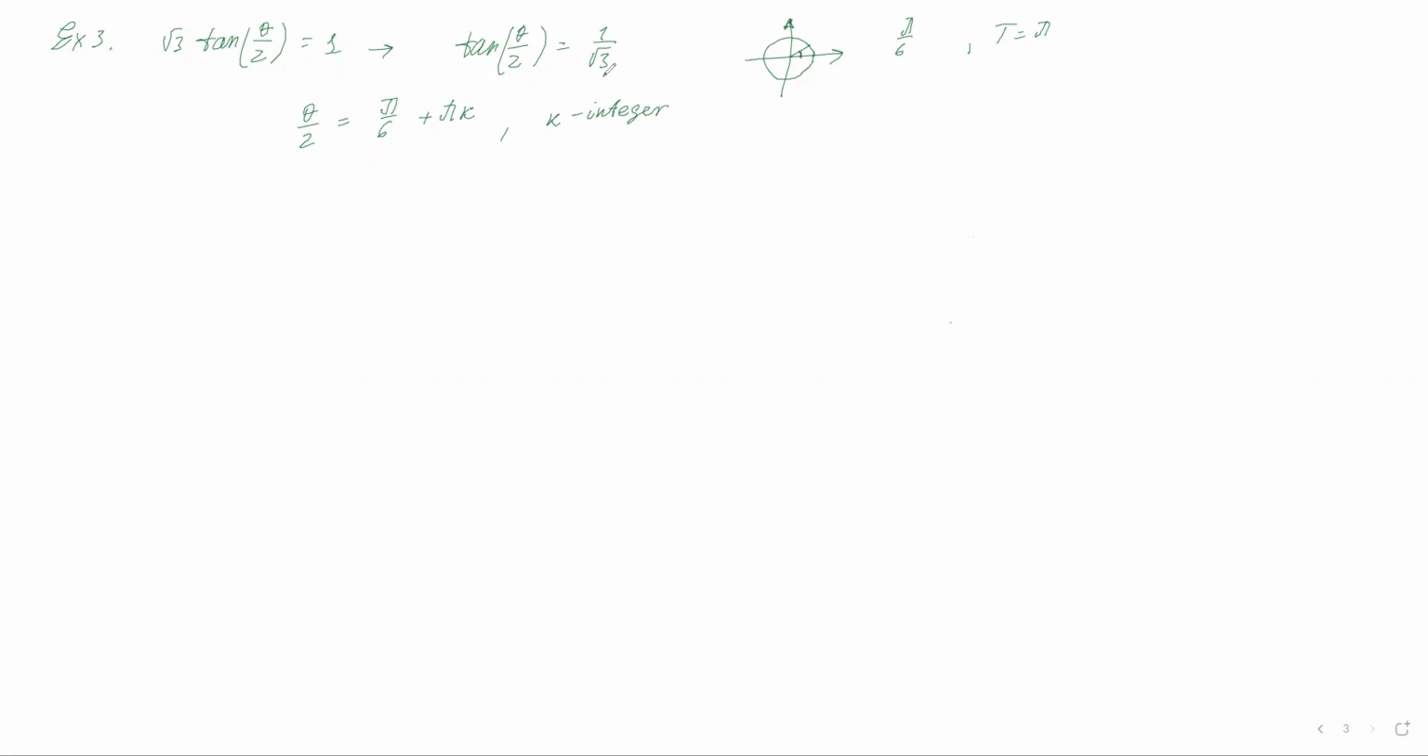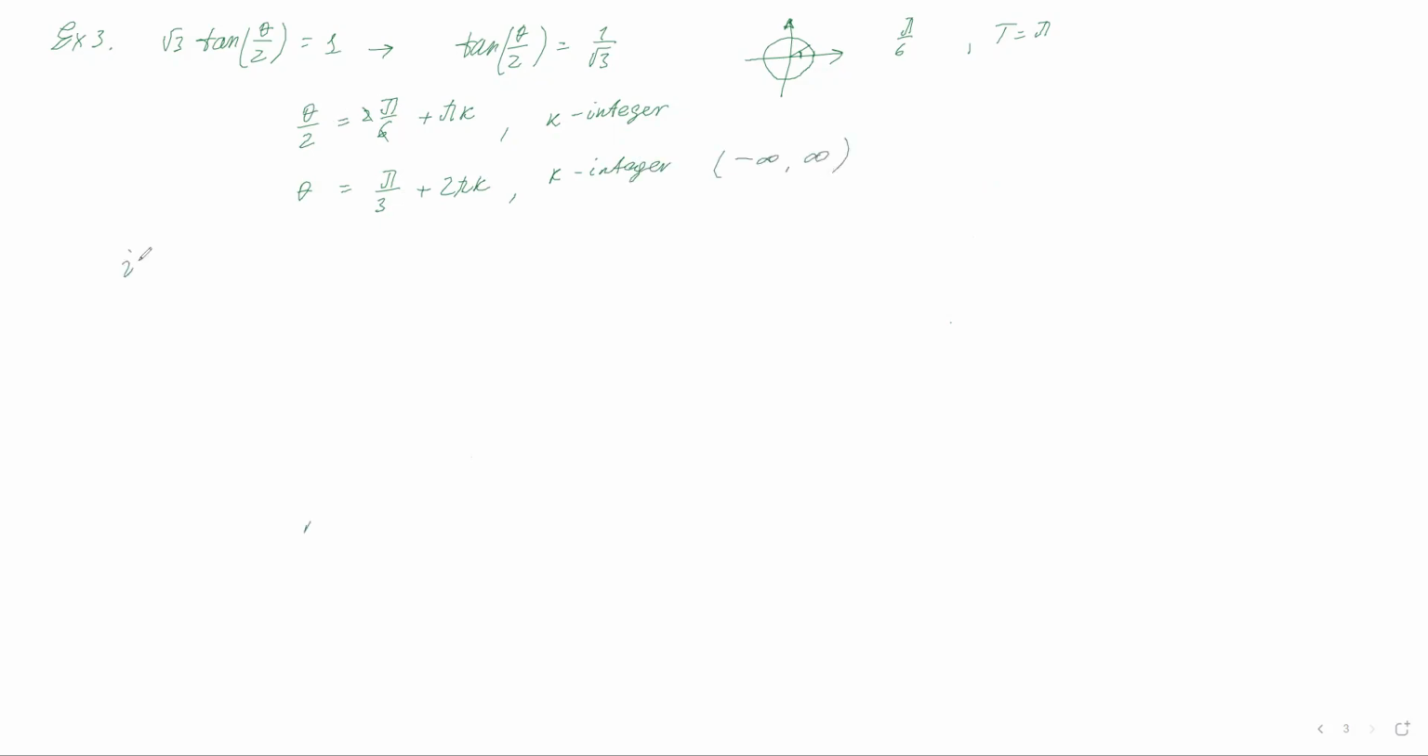Now, what I'm going to do next, I'm going to multiply the whole equation by 2, because I need just theta. I don't need theta over 2. So I'm multiplying by 2, and I'm getting pi over 3. If I multiply pi over 6 by 2, 2 and 6 are going to cancel and give me 3, right? And we're going to have 2 pi k here. K is an integer. That's my final solution on the interval from negative infinity to positive infinity.